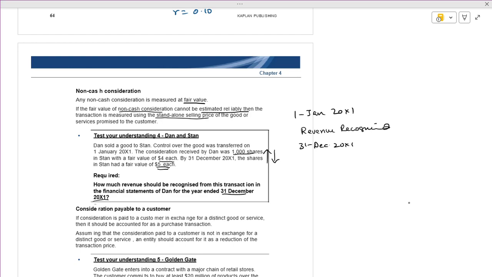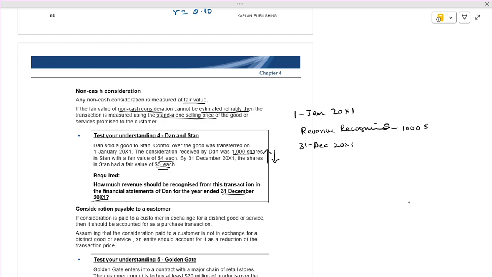If the fair value of the non-cash consideration cannot be estimated reliably, then the transaction is measured with the standalone selling price of goods and services. We have to see the standalone selling price. We cannot reliably measure it by share value. It's all estimates. Now, how much is the revenue we have to recognize?